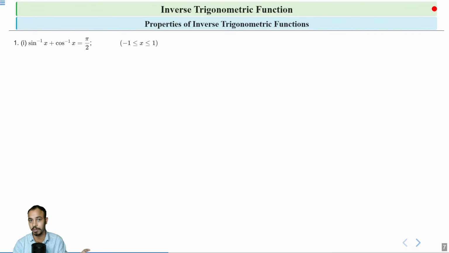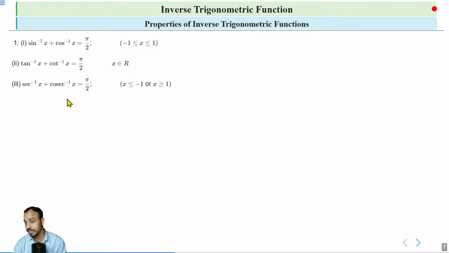Next, tan inverse x plus cot inverse x equals pi by 2, where x belongs to the set of real numbers. Then sec inverse x plus cosec inverse x equals pi by 2 when x is less than or equal to minus 1 or x is greater than or equal to 1. So you have to memorize that sin inverse x plus cos inverse x equals pi by 2.